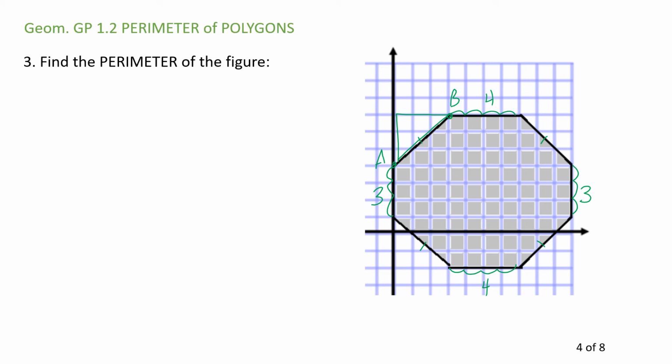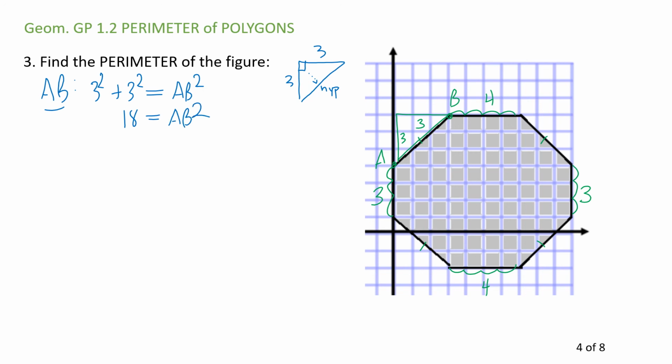So I'm going to count the blocks. This is 3 this way and 3 that way. So when I go to find AB, I'm going to use the Pythagorean theorem. I have a triangle that's 3 units and 3 units. I'm trying to find the hypotenuse. So I'm just going to say 3 squared plus 3 squared is equal to my hypotenuse squared, which I'm going to call AB squared. So that's 18. AB is equal to the square root of 18.